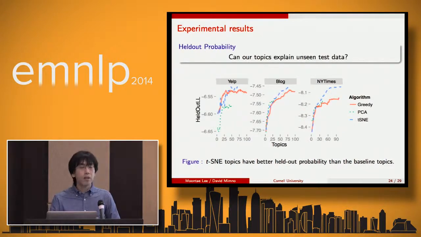And held out probability is a traditional measure which evaluates whether our topics could explain the unseen test data. As you can see in the plot for 3 different real data sets, our t-SNE method beats the baseline method by a margin.